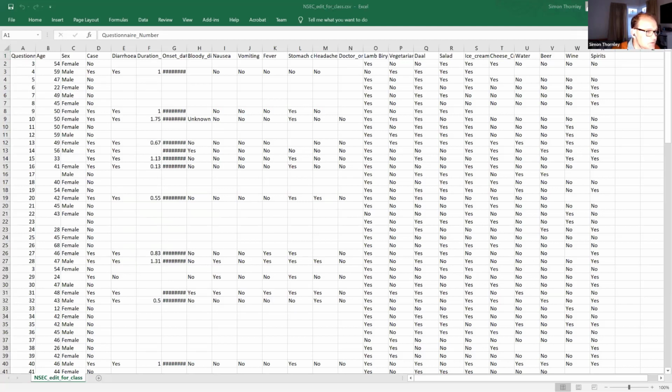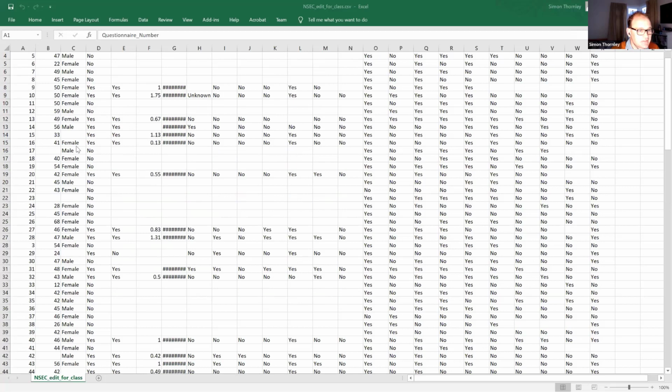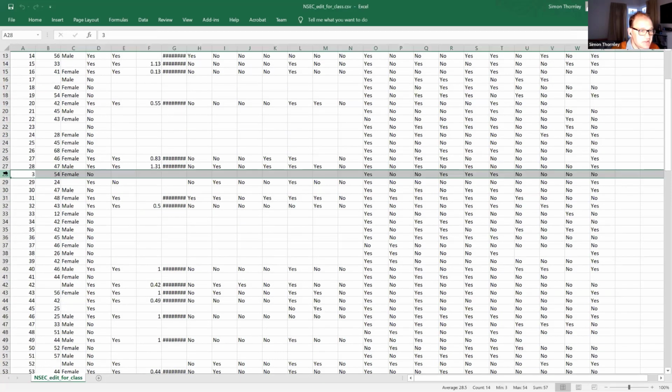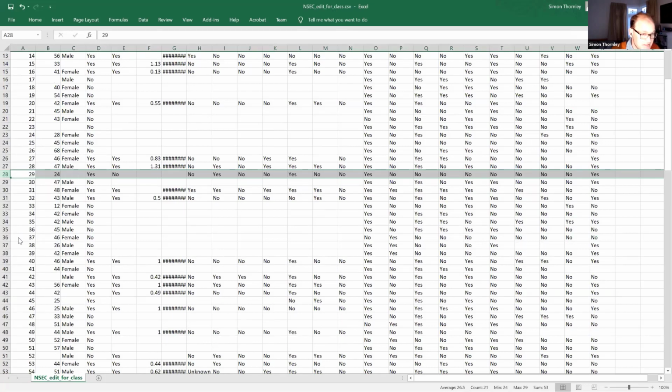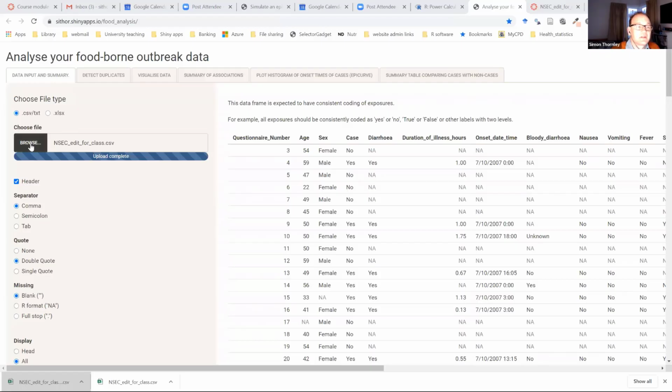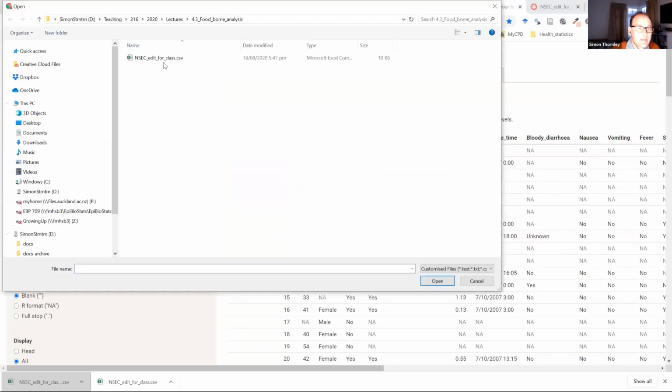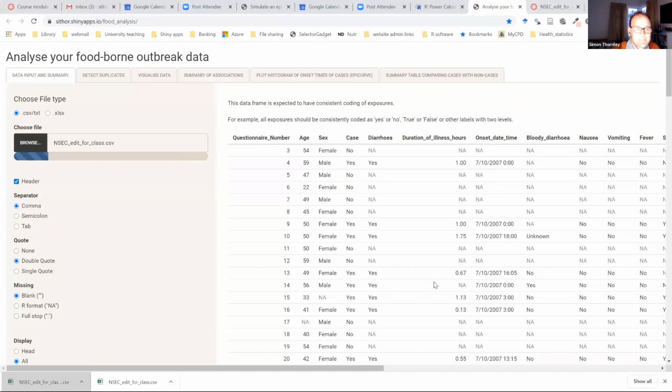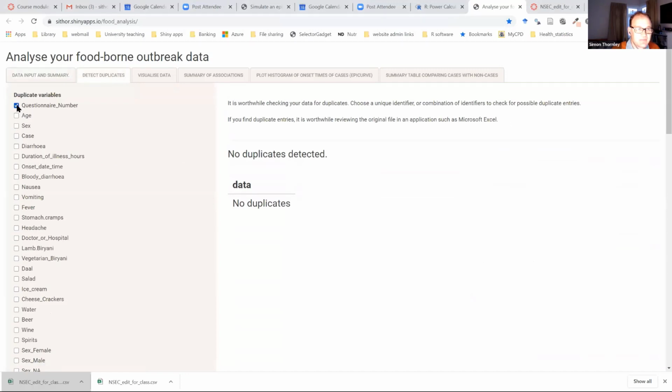Hang on. So we can find the duplicate here, number three, and delete it, and save. And we can re-upload. And when we look for duplicates this time, fingers crossed, no duplicates. Woohoo, we've solved the duplicate problem.